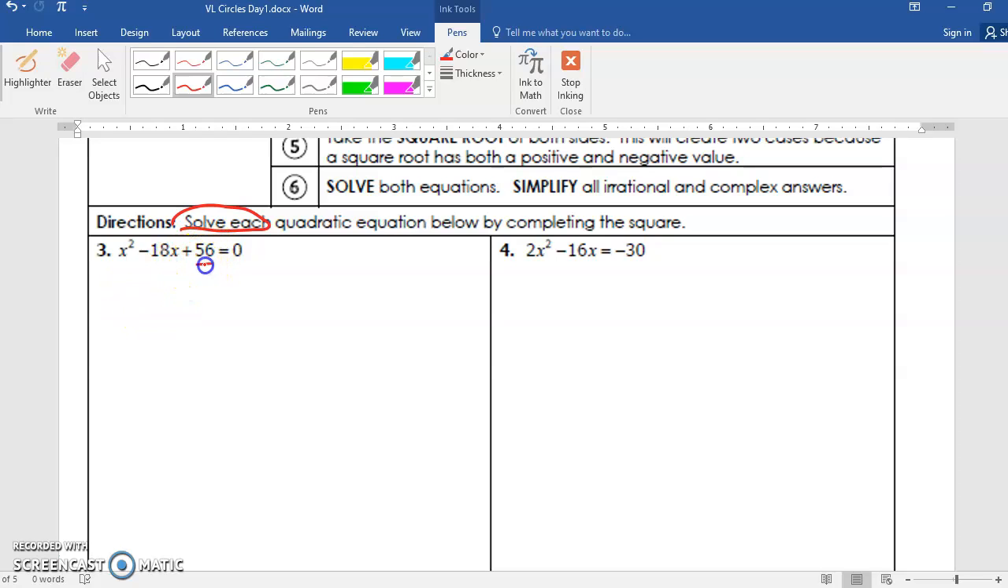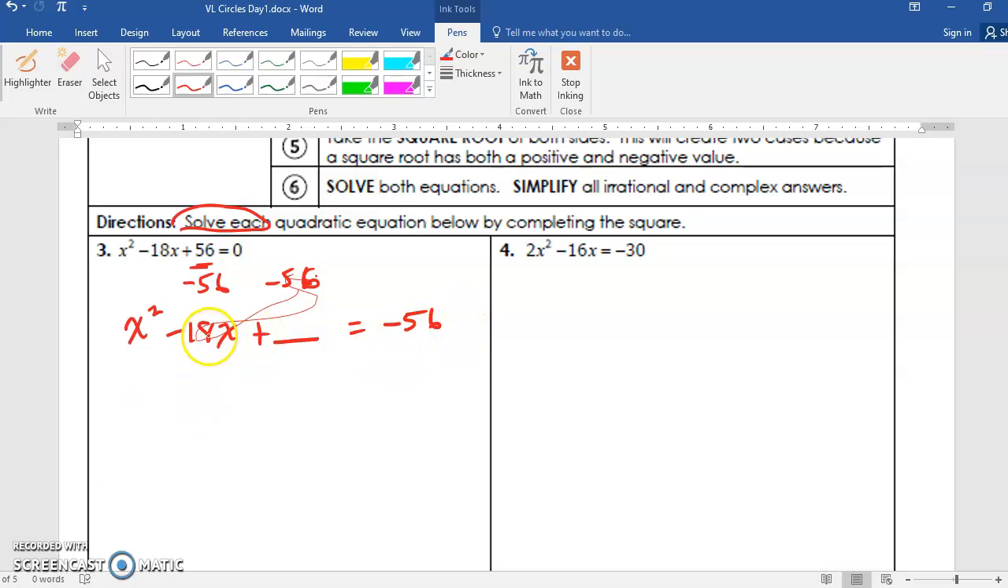See, this 56 here, it's not really helping us because half of 18 is 9, and 9 squared is 81. So this is not 81. So I would strongly recommend to push it away. How do I do that? Just subtract it. So that's the first step. Subtract the constant. So this becomes x squared minus 18x, and please put a blank here and push the 56 to the other side.